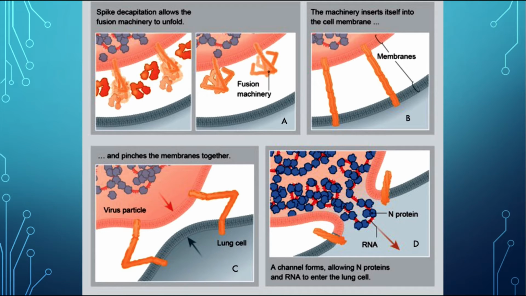This fusion results in the dissolution of the cell and virus membranes, allowing the injection of the virus RNA into the host lung cell. This process very much resembles the process by which a sperm's DNA is injected into a female's egg cell, resulting in fertilization.